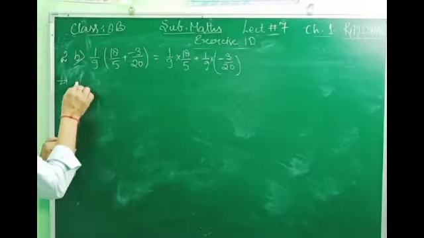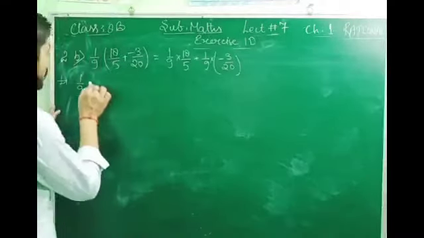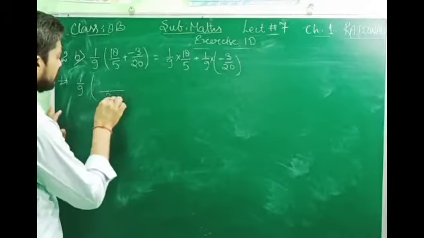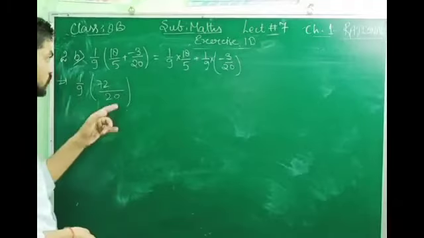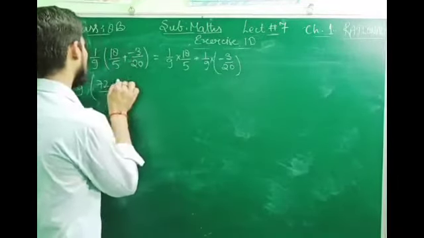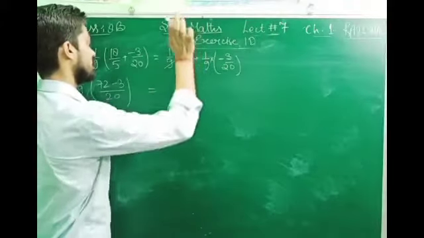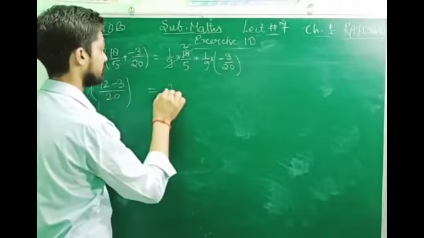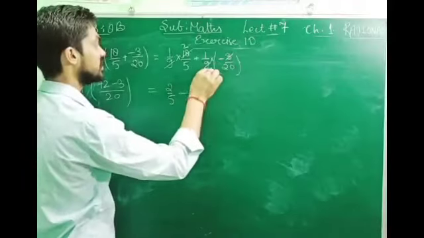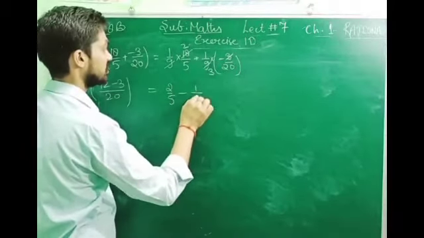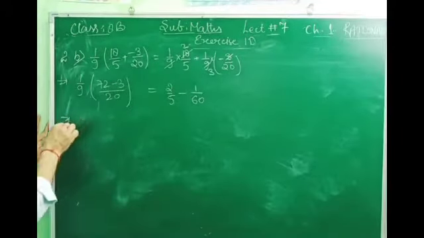Let us see. 1 by 9. The rule says that solve the bracket first. How will we solve? The LCM of 20 and 5 is 20. 5 4s are 20, 18 4s are 72. 20 1s are 20, so minus 3 is equal to 69 upon 20. Then 9 2s, plus minus 3 3s are 9, 60, 1 upon 60.